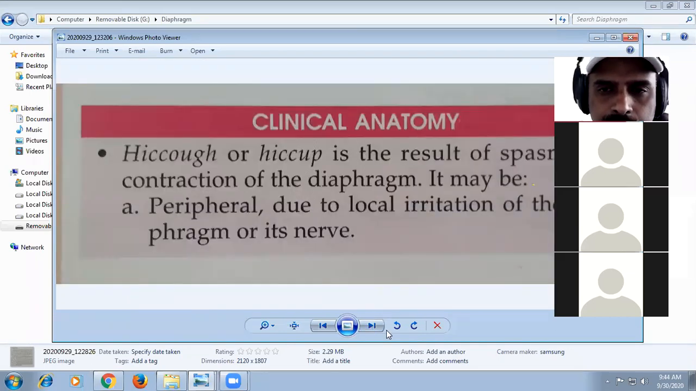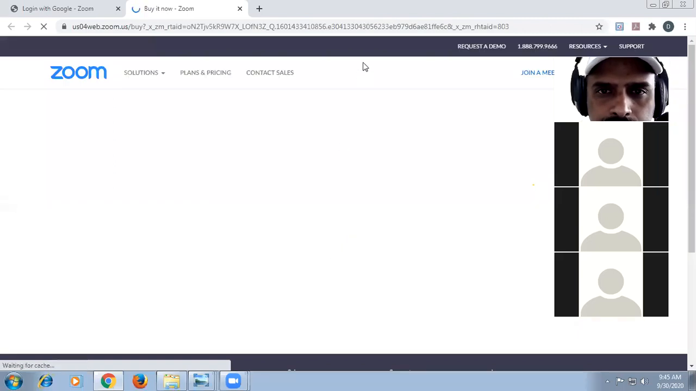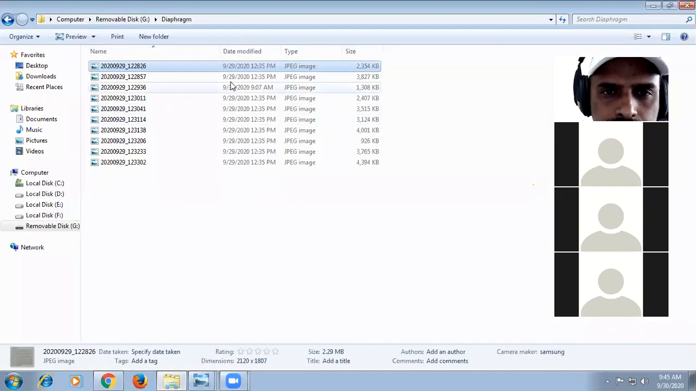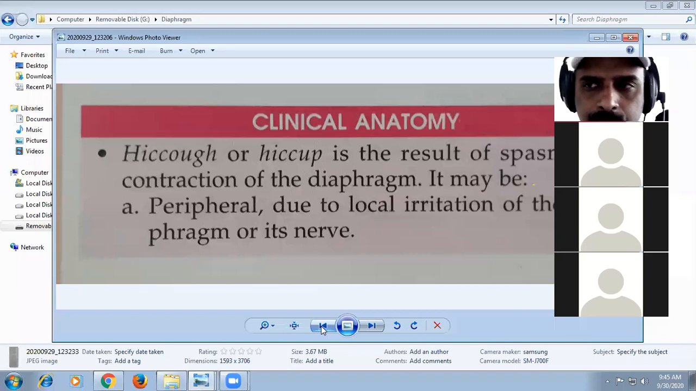Then going to the last part of the diaphragm, you have to remember the clinical anatomy. We have studied almost all the heads: introduction, definition, origin, insertion. Then I told the openings of the diaphragm, larger and smaller, all you have to remember. Now, what is the clinical anatomy of the diaphragm? My dear students, the first clinical anatomy you have to remember is hiccup.